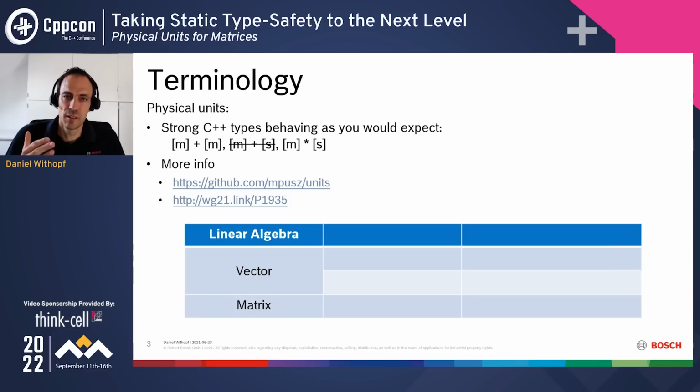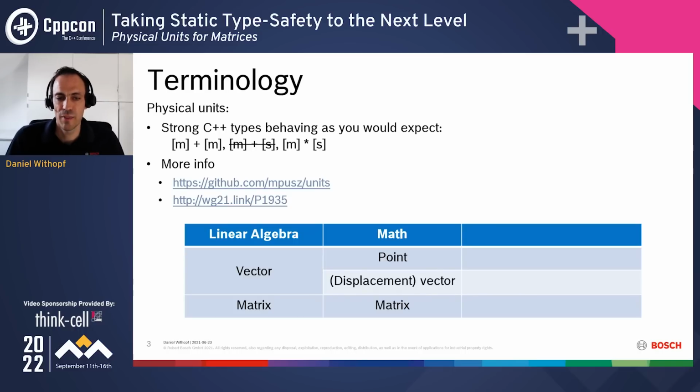So in classical linear algebra, you have vectors and matrices. So in a linear algebra library like Eigen, for example, there are vectors, which would be anything that's n by 1 dimensional, and matrices are everything that's n by m dimensional, so truly two-dimensional. In classical math, however, the terminology is a little bit different.